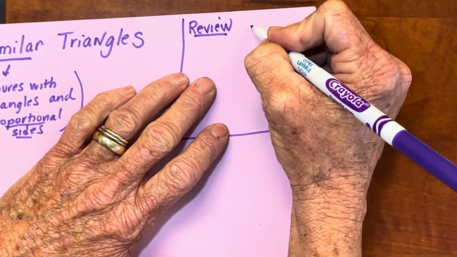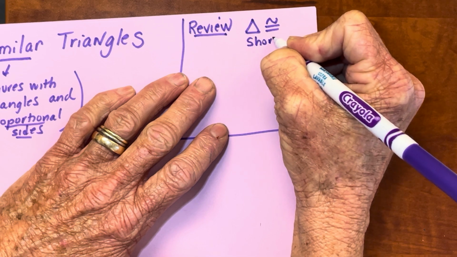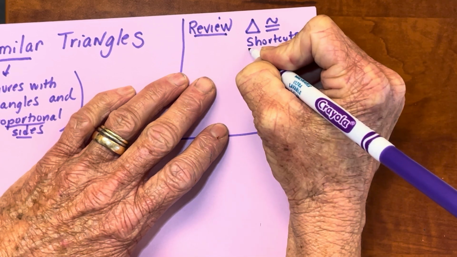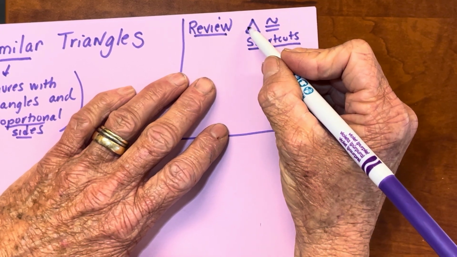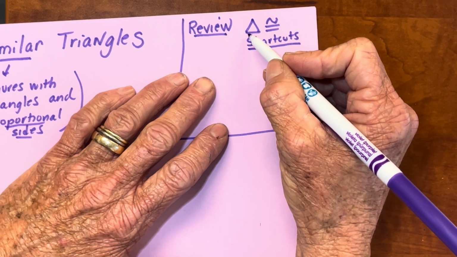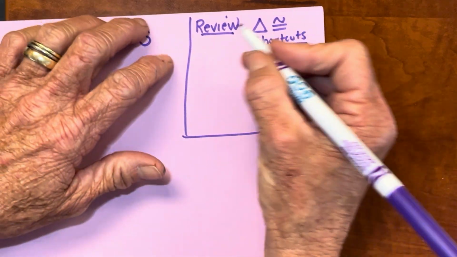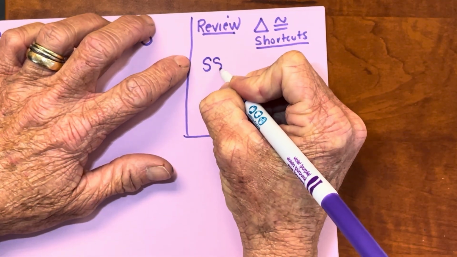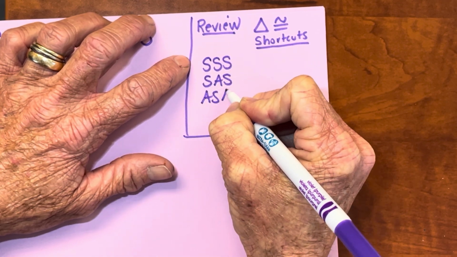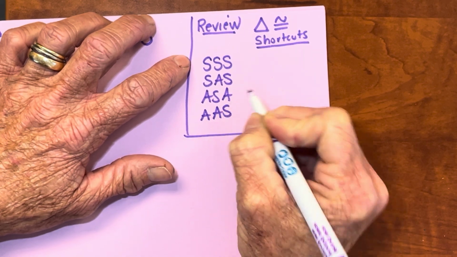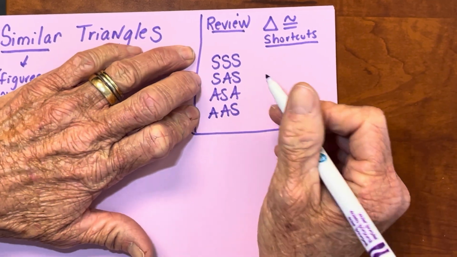And remember that we had triangle congruency shortcuts or tests. In order to tell if you had congruent triangles, you didn't have to know that all three pairs of sides were congruent and all three pairs of angles were congruent. We came up with 4 and possibly 5 tests. Our 4 tests were side-side-side, side-angle-side, angle-side-angle, and angle-angle-side. And in a right triangle, we had hypotenuse-leg. But these were the 4 basic tests that would work regardless.